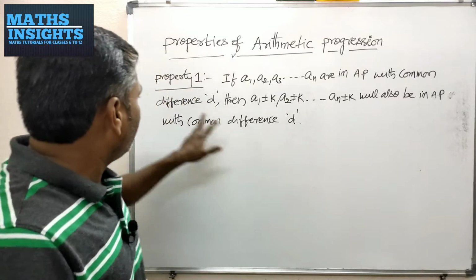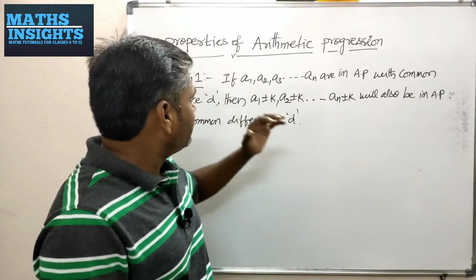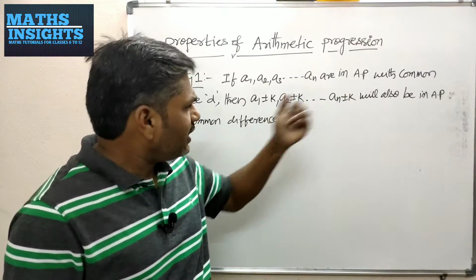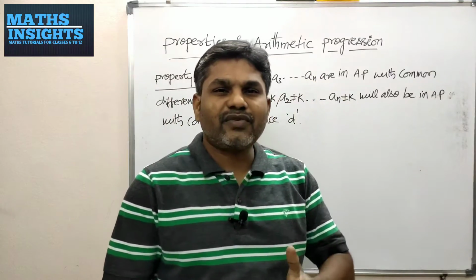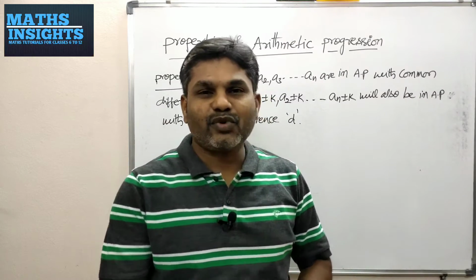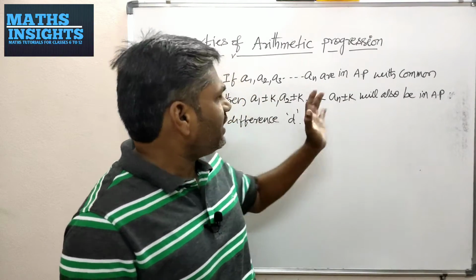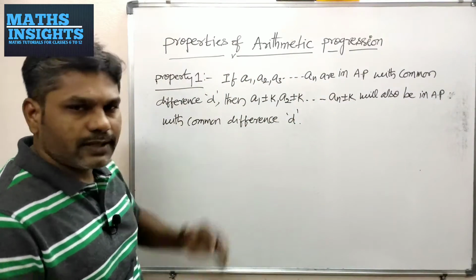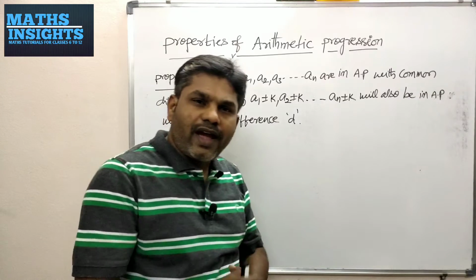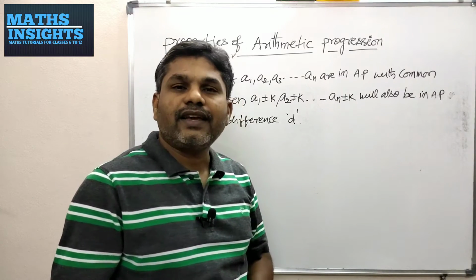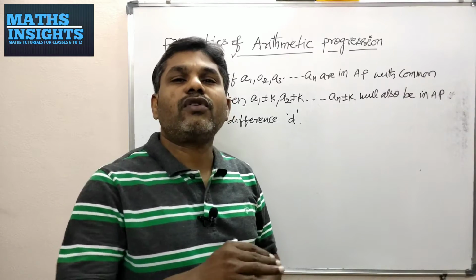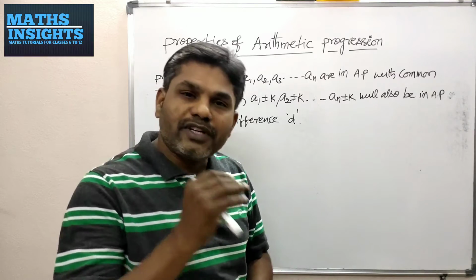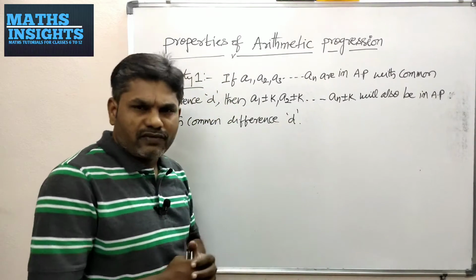This is property number 1. Property number 1 says that if A1, A2, A3 and so on are in AP, shortly I am writing it as AP instead of writing the full form of arithmetic progression, with common difference D, then if you add or subtract any constant from all the terms, that will also form an arithmetic progression with the same common difference.